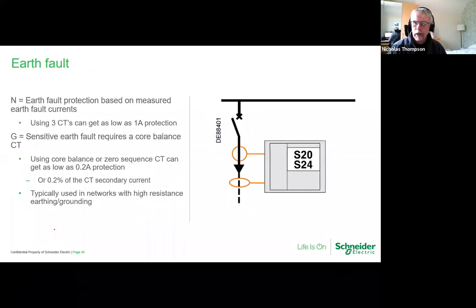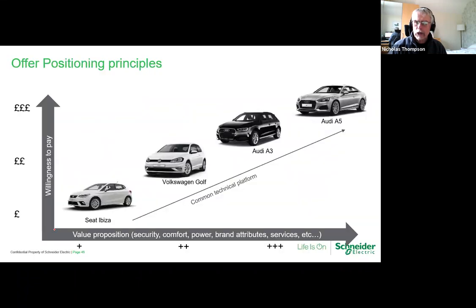Now, just looking at what we've got here, this is showing you how we can do sensitive earth fault protection. So when you need to get down to really low currents, i.e. down to 0.2 of an amp, you need a core balance CT, which will go around all three cores of the cable.